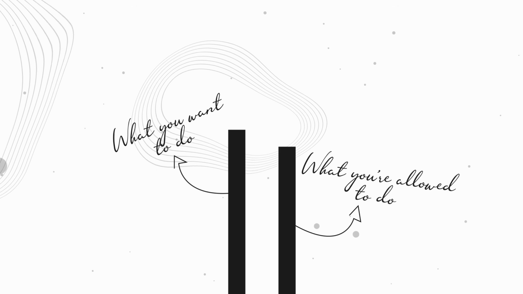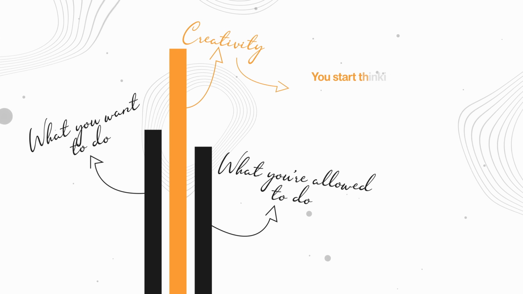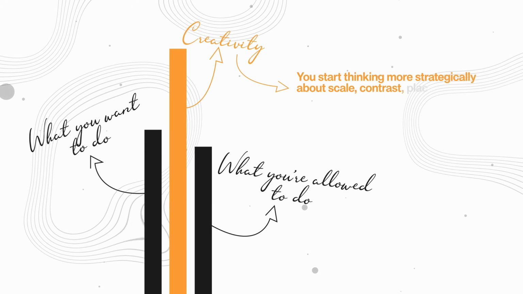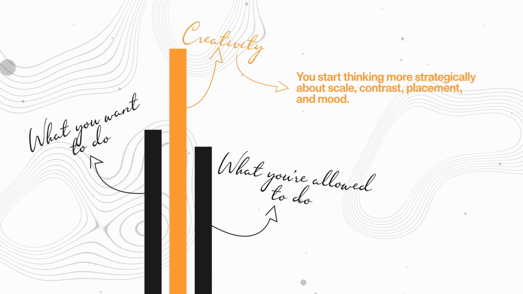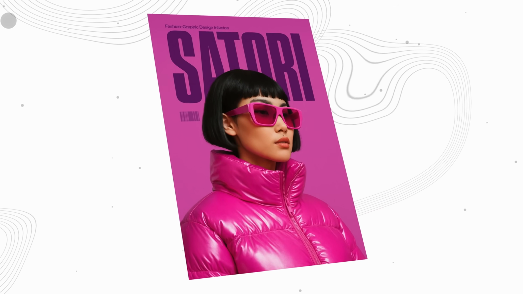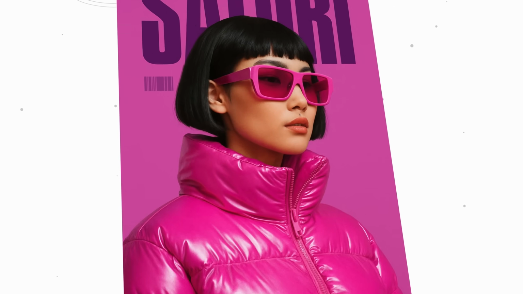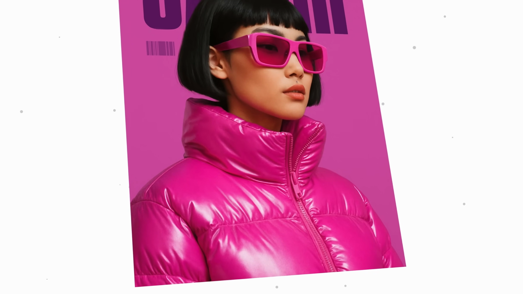And that tension between what you want to do and what you're allowed to do is where creativity can actually spike. You start thinking more strategically about scale, contrast, placement, and mood, and you realize you don't need 15 layers to make a statement here. You need clarity. You need a strong center of gravity. You need one visual idea executed with confidence.